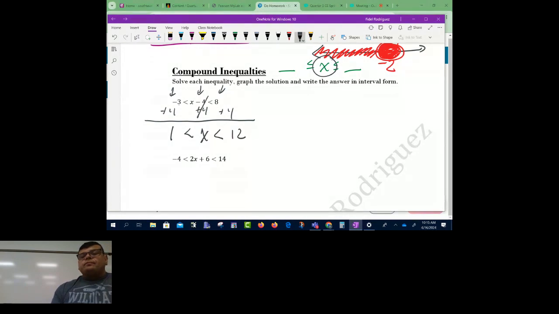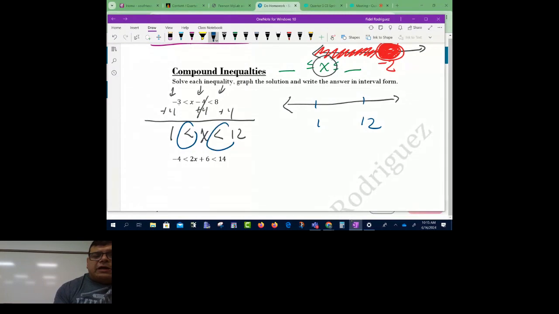Now, I'm going to show you guys something. I'm going to draw my number line here. And the two numbers that I'm really interested in putting on here are the numbers 1 and 12. Now, first thing I notice, I don't have the little lines underneath. So the circles here, guys, are going to be open. The second thing is, since my x is between those two numbers, what I'm looking at here, y'all, is shading everything between those two numbers.